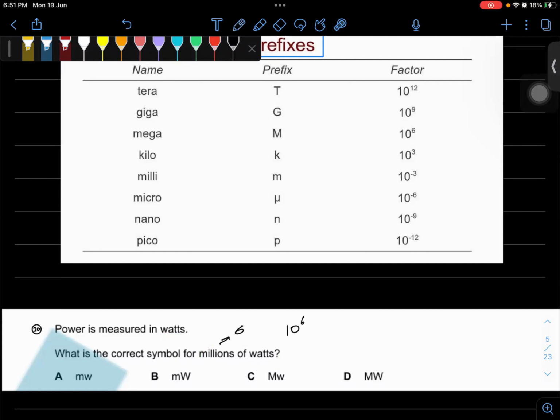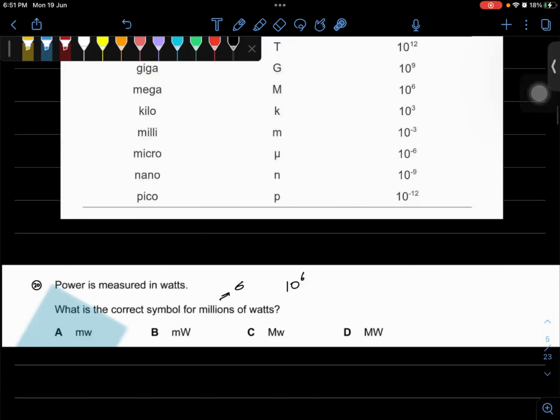Right? अब देखें 10 to the power of 6 कौन सा prefix है? It's mega. And what is the symbol for mega? Capital M. तो हमारे पास ये capital M W आंसर है, megawatts. और watts का symbol हमेशा capital W होता है. That is why option D is the right answer.